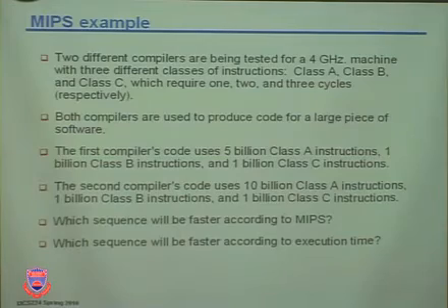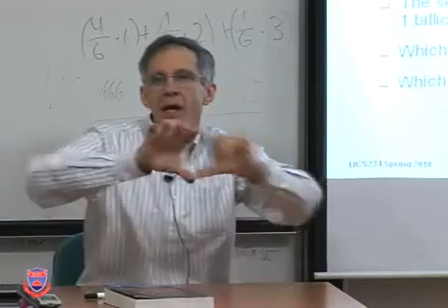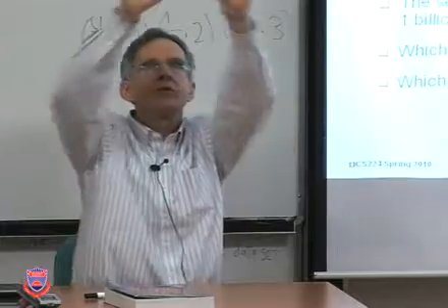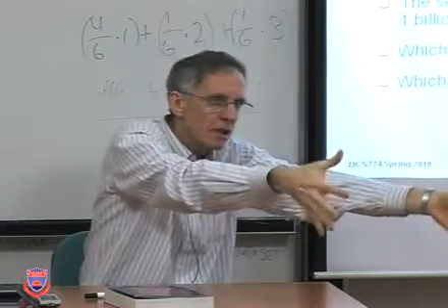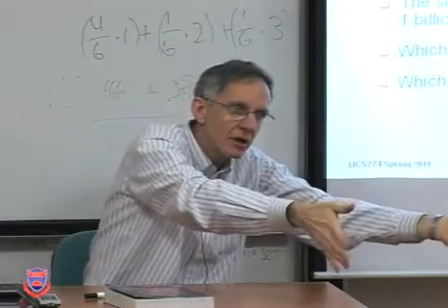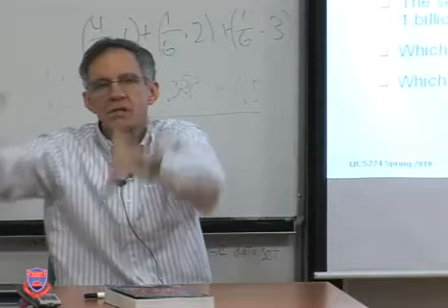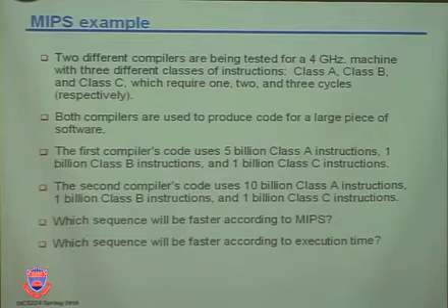2 different compilers are being tested for a 4 gigahertz machine with 3 different classes of instruction, A, B, and C. So here we go again. ISA is fixed. We got 2 different compilers. One generates this set of instructions with this set of CPI. Other one generates a different set. Both compilers are used to produce code for a large piece of software. And there's class A, B, and C, and they each take 1, 2, and 3 cycles to make it simple.